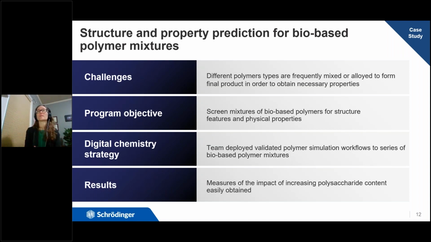So if we can screen for those mixtures as you're developing these kinds of formulations, that gives you an advancement on what you can do, and then you can use your experiments to focus in on what's going to be the best mixture for your particular kind of application. So in this particular case study, we looked at a number of different polysaccharides and a number of different concentrations to understand what's the trade-off as you move between different polysaccharides and then different percentages.